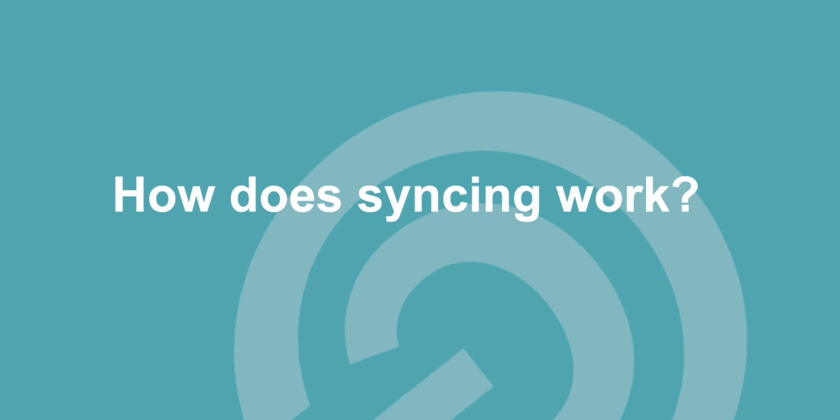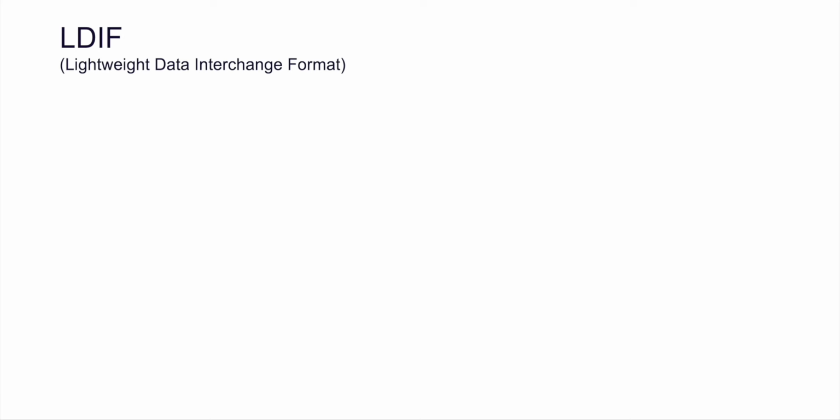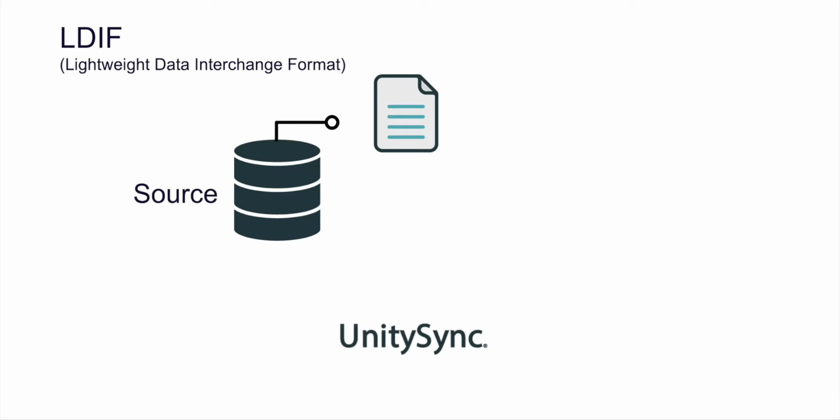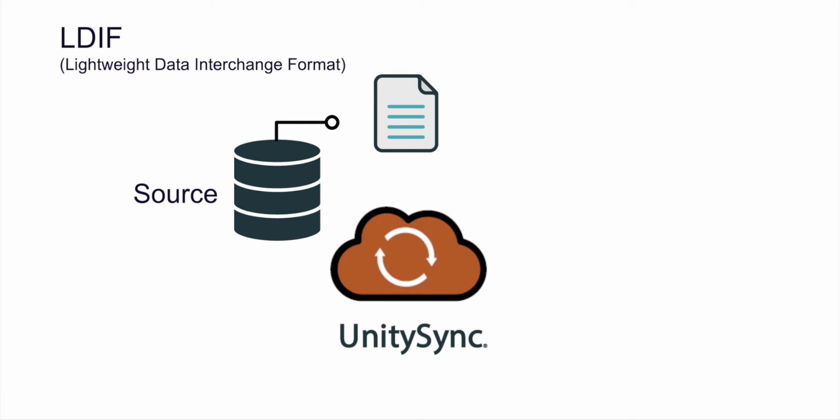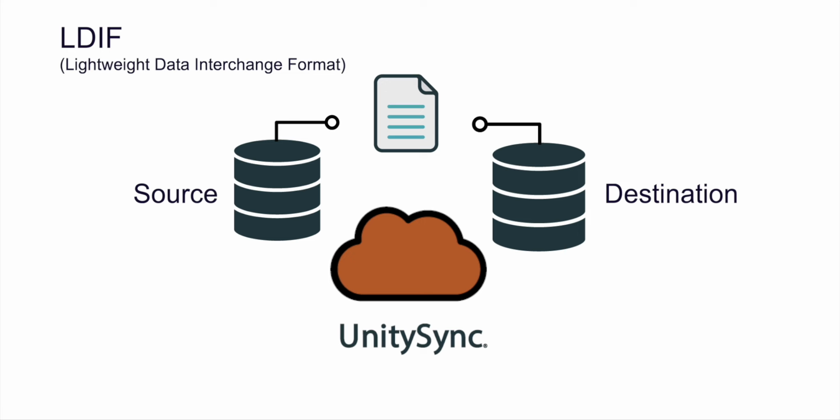Behind the scenes, UnitySync creates an LDIF file for each connection, and it uses this to control the sync process. And when you run a discovery, UnitySync reads from your source connection and updates its connection file, the LDIF file. And then, when you run either a simulation or a sync phase, it reads from this connection file and processes it.